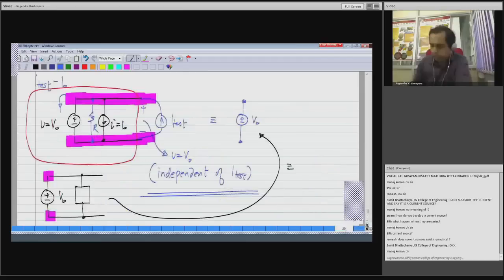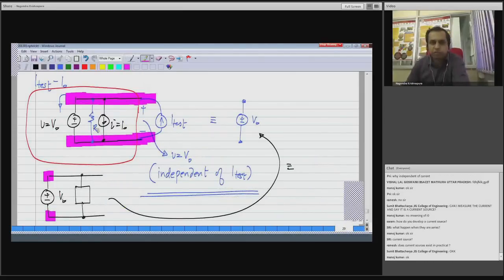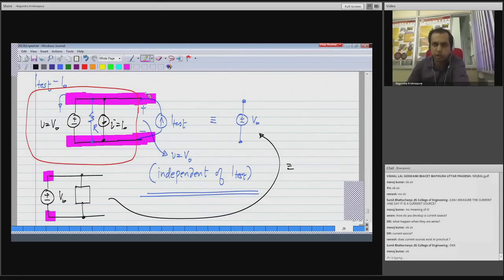So that's why in this particular example, you cannot apply a voltage source and find the current, because there is already a voltage source inside. If you apply V-test here and you work out the KVL equations, you will see that the total voltage around the loop would be V-test minus V-naught, which is not necessarily zero. So if you apply a voltage here and find out the current, it does not look like a current source. You cannot do that at all.